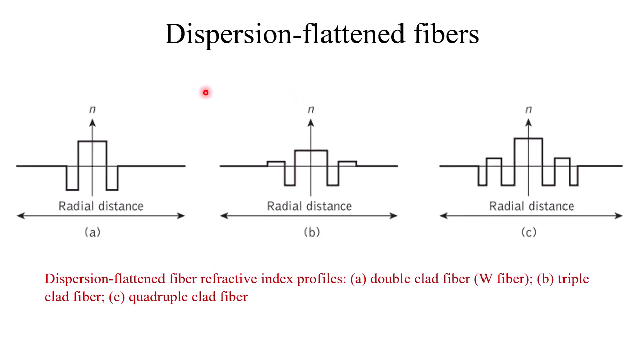So these are some design aspects of dispersion flattened fiber. Here we have double clad fiber, or W fiber. Here, this one is the triple clad fiber, and here we have the quadruple clad fiber. So lots of index profile variation can be done to fabricate dispersion flattened fibers.